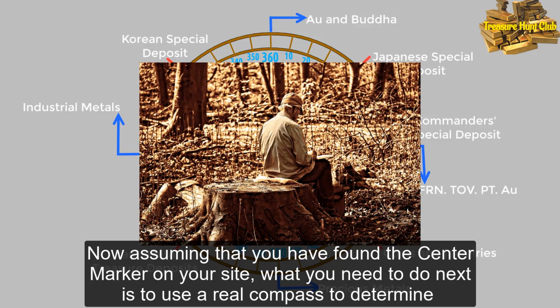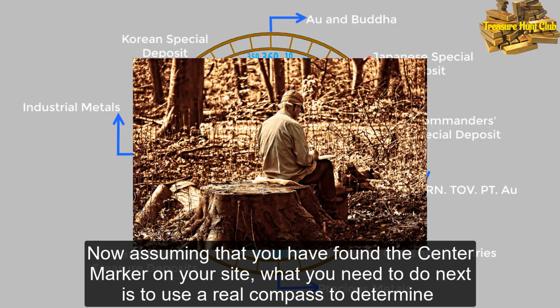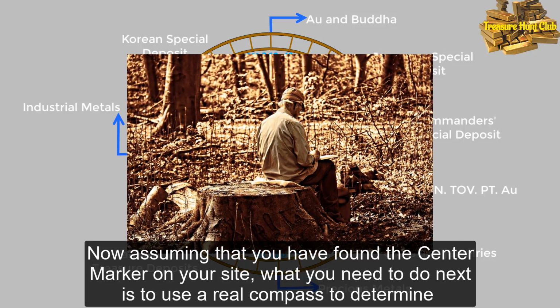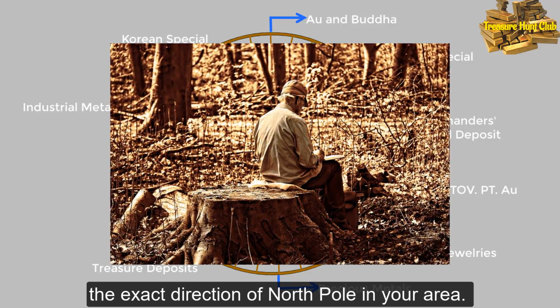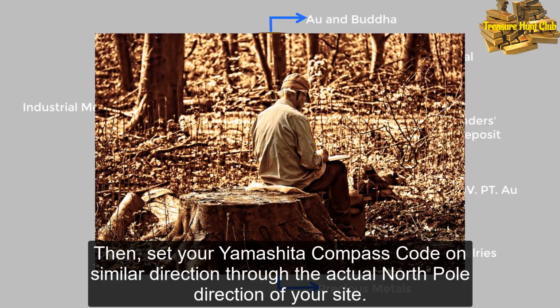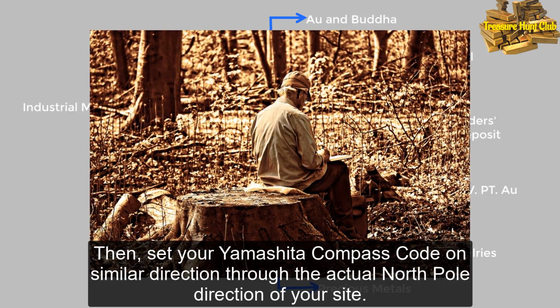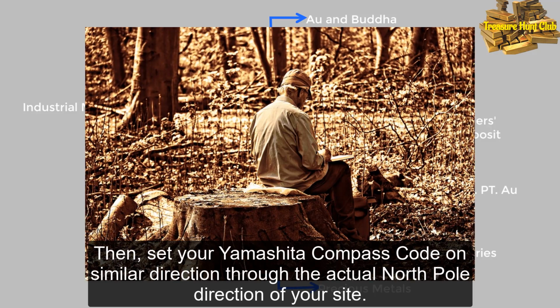Now, assuming that you have found the center marker on your site, what you need to do next is to use a real compass to determine the exact direction of North Pole in your area. Then, set your Yamashita Compass Code on similar direction through the actual North Pole direction of your site.